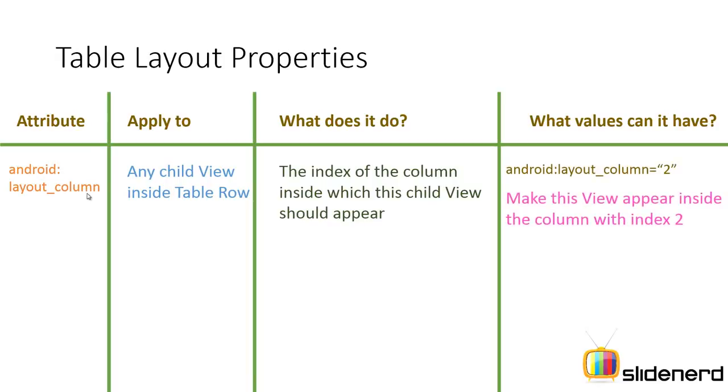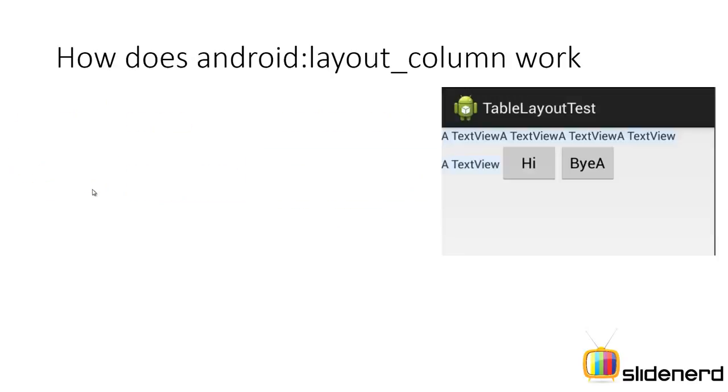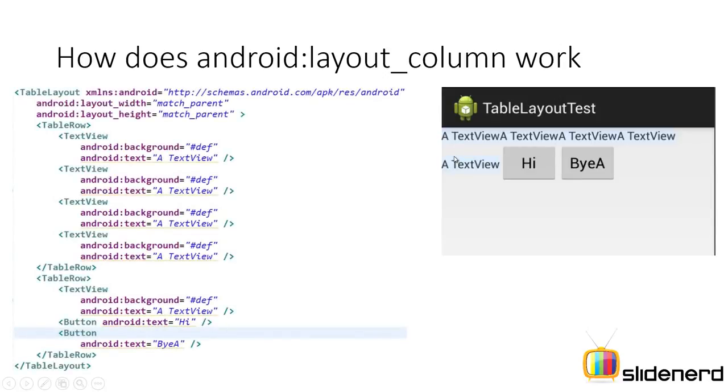What values can it have? I can give numbers 0, 1, 2. Alright, so let's actually go and see how this looks. Here I have a text view A, text view A, and so on. Now I have this button "Buy A" over here, and what I want is for this button to appear below this text view. As you can see, there's column number 0 over here, there's column number 1, 2, and 3. I want this "Buy A" to appear inside column number 3, and I want an empty space over here. And for that, what I'm going to do is something like this.